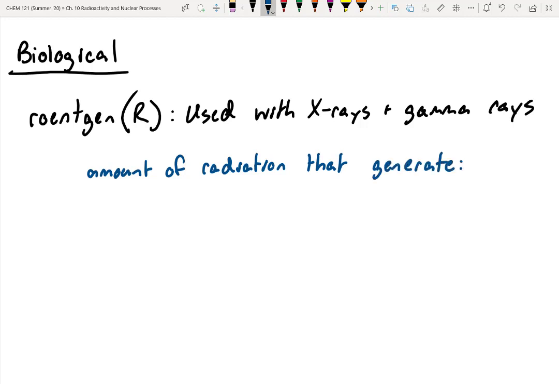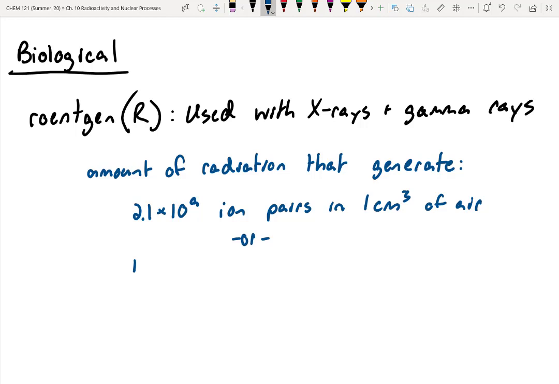And I'm going to put two different lines here, because there's two different ways of measuring this. The first one is 2.1 times 10 to the 9th ion pairs in 1 cubic centimeter of air. If you're measuring it in air, this would be the value you would use. However, if you're dealing with something that's not in air, like a solid, you would use a different value. Specifically, you would use 1.8 times 10 to the 12th ion pairs in 1 gram of tissue.